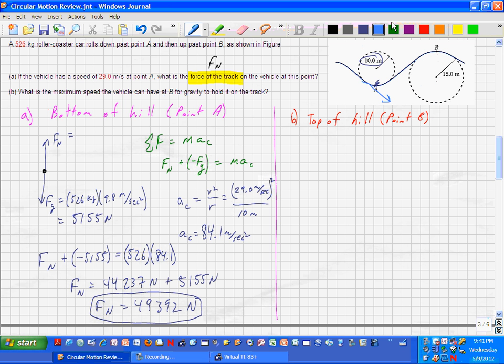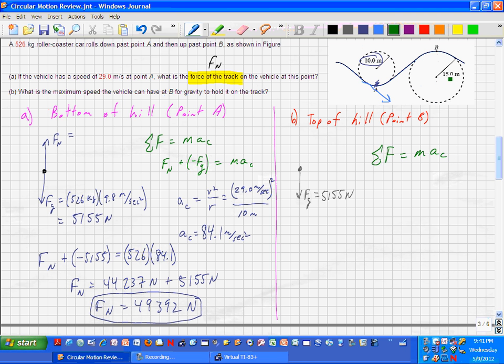So let's go ahead and draw a force diagram for this. Here's my roller coaster car at the top of the track. Like I said, you're going up over the hill and you don't feel like you're in the seat because the normal force basically disappears as you go over the hill. So all we've got is the force of weight, which we've already figured out as 5155 newtons. We're going to apply the same stuff that we did before.